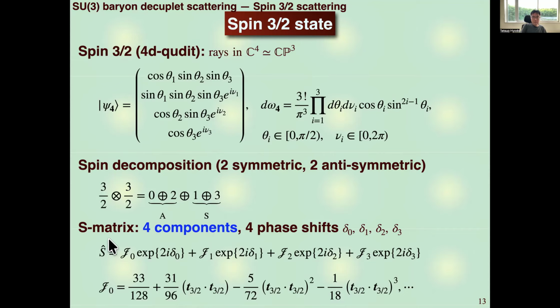And therefore, the S matrix also contains 4 distinct sectors, each sector containing 1 phase shift. So there is the spin 0 phase shift with the spin 0 projection, the spin 1 phase shift with the spin 1 projection, spin 2, and spin 3. Now, the spin projection operator becomes a bit more complicated.